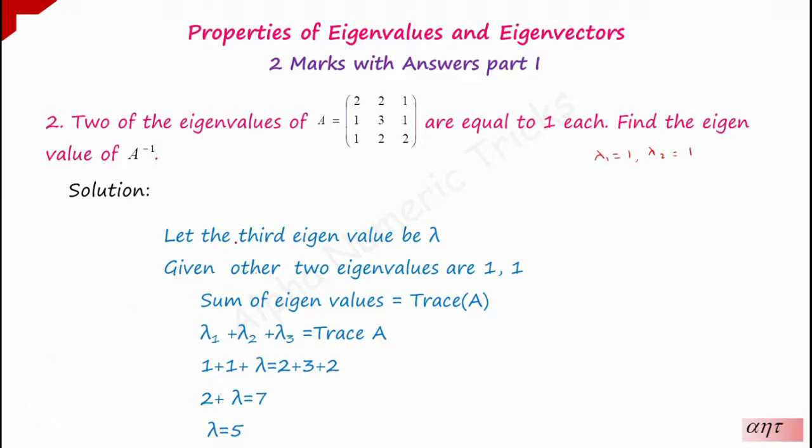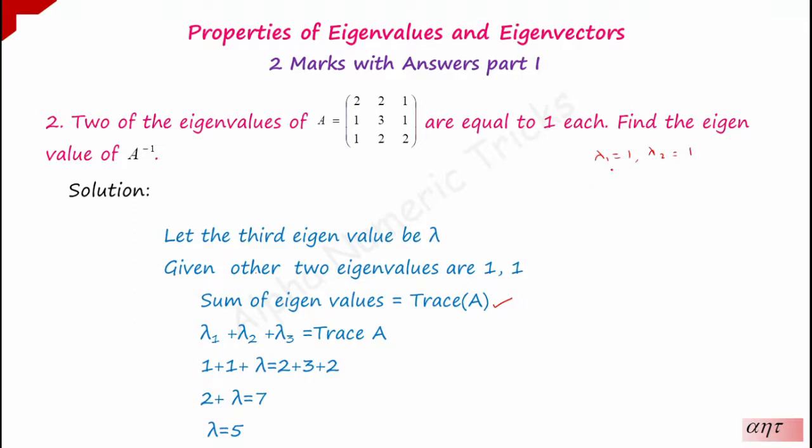Let the third eigenvalue of the given matrix be lambda. The other two eigenvalues are given as 1 and 1. The sum of the eigenvalues is equal to trace A. Because two eigenvalues are given, this property is suitable for that.